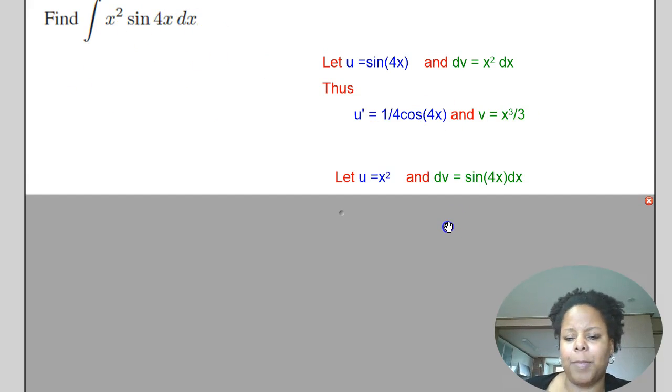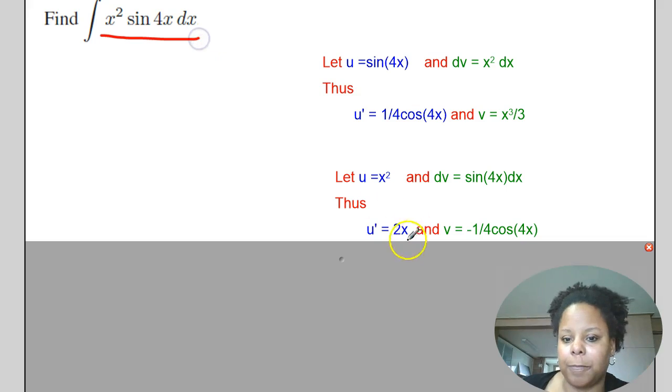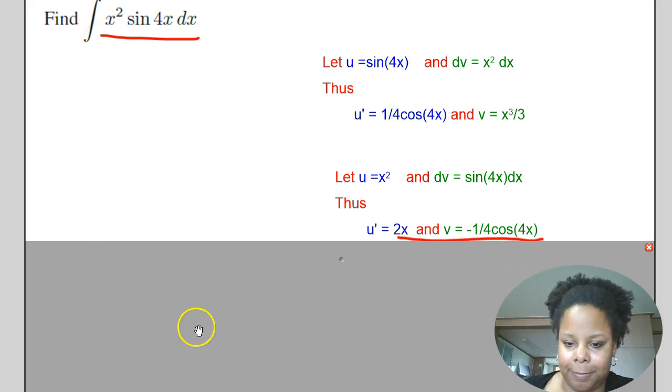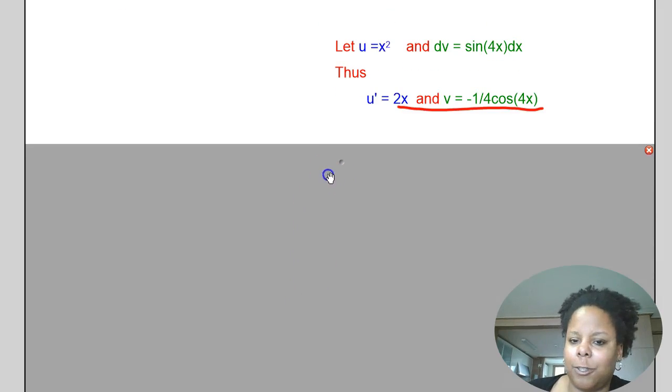So let me switch that. Let me let u be equal to x squared, and let me let dv be equal to sine 4x dx. That means that u prime is 2x and v is equal to negative 1/4 cosine 4x. Still not a lovely simple part, but it's a lot easier to integrate this compared to that, okay? And that's why we like that. So let's go ahead and do that. I know you're saying, but we're still not going to get our answer.